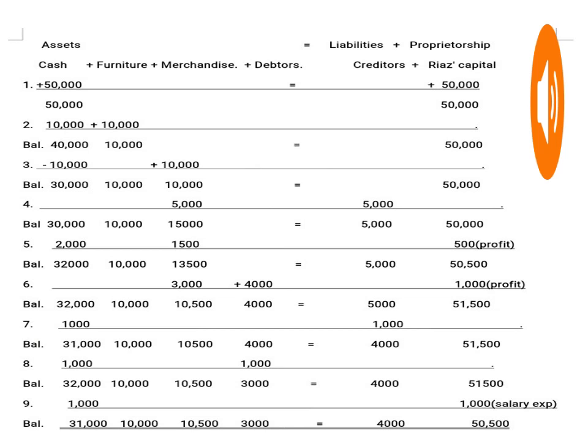After dealing with all transactions, now find out the last balance. Then you can see that the accounting equation remains balanced, meaning the debit side is equal to the credit side.